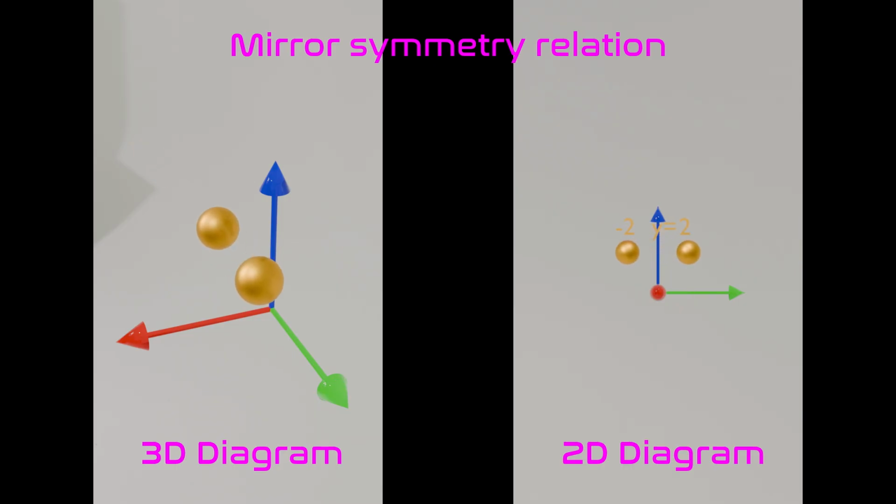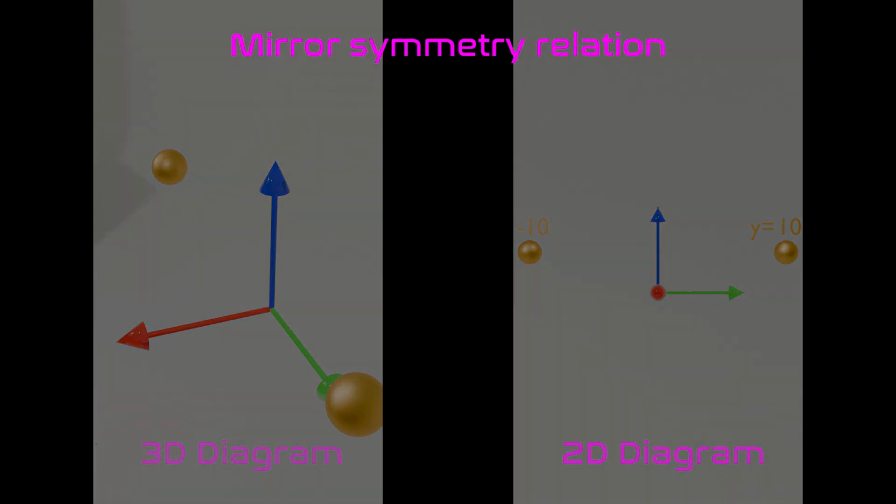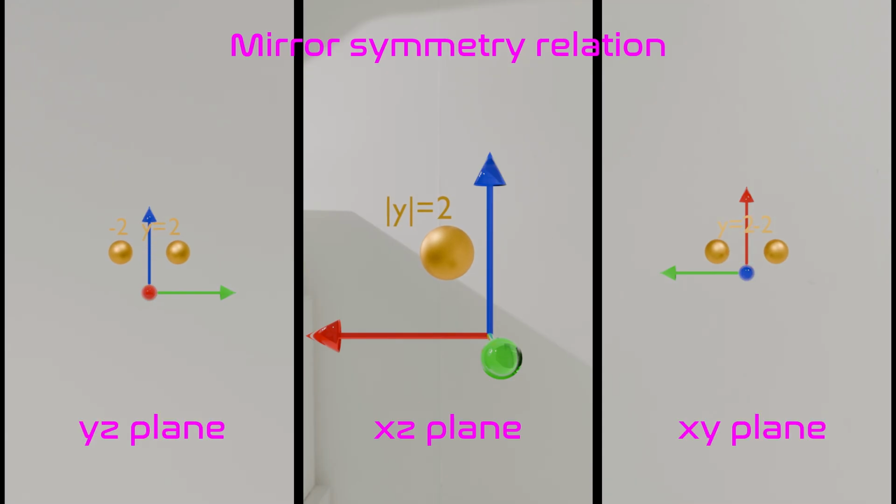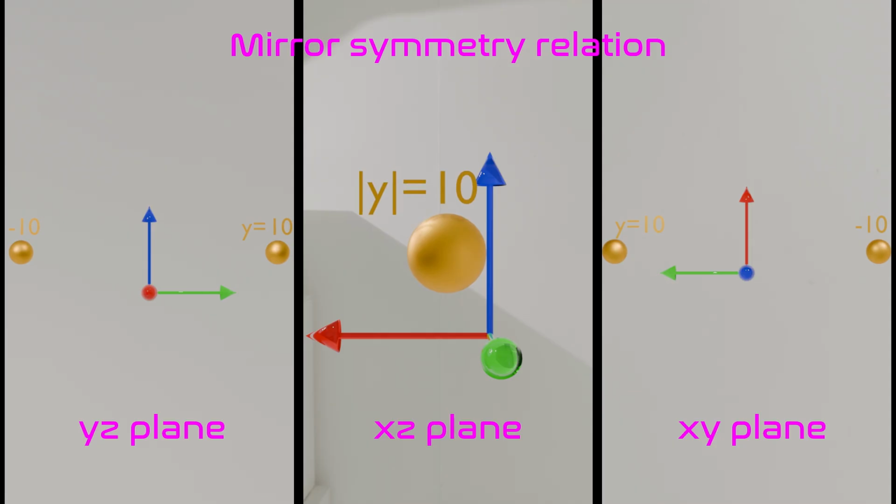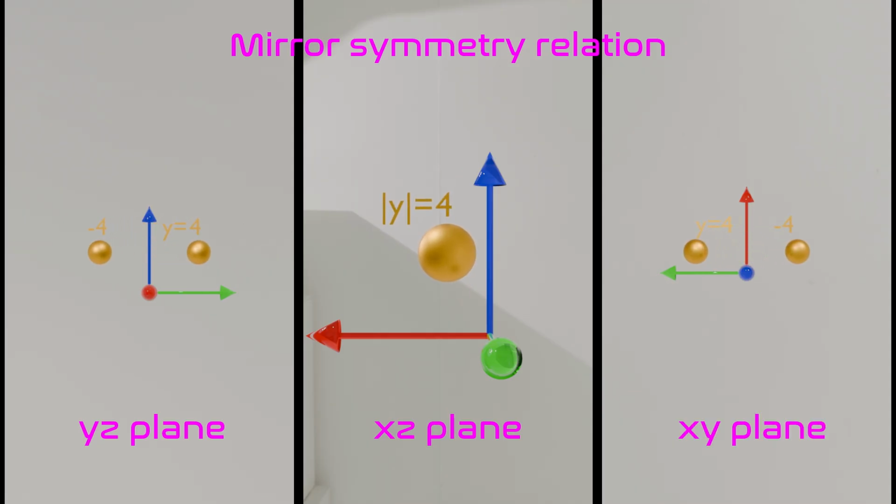This is key in crystallography. Every position has an equivalent partner in the crystal structure. Let's take this further. If we apply mirror symmetry in three different planes, YZ, XZ, and XY, we see how identical atoms maintain symmetrical relationships across each mirror. These mirror planes are like the rules the crystal follows. No matter where you are, there's always a counterpart.